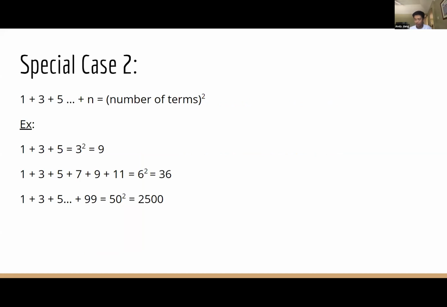Okay. So special case number 2 is when you have 1 plus 3 plus 5, so all of the odd numbers up to n. And I didn't have a formula for this because you should just remember it as the number of terms squared.